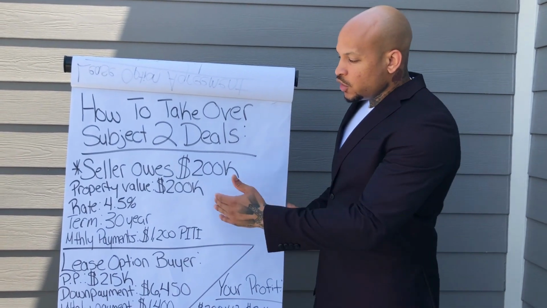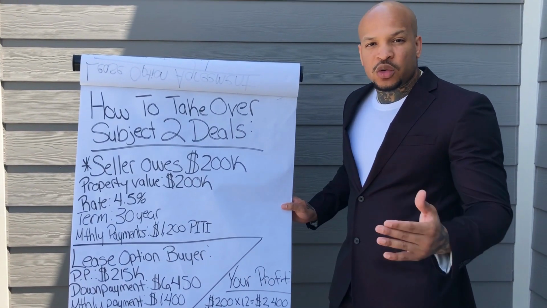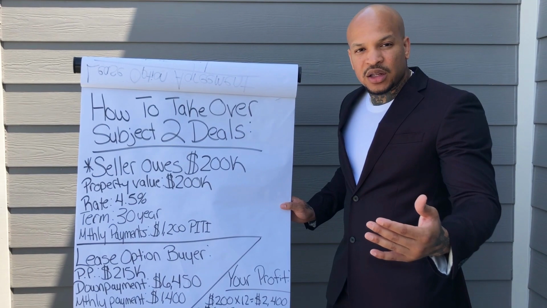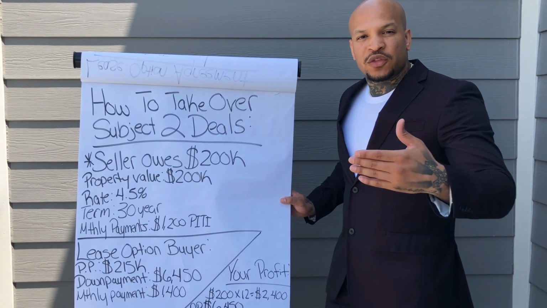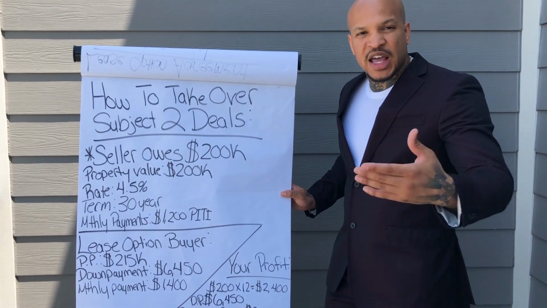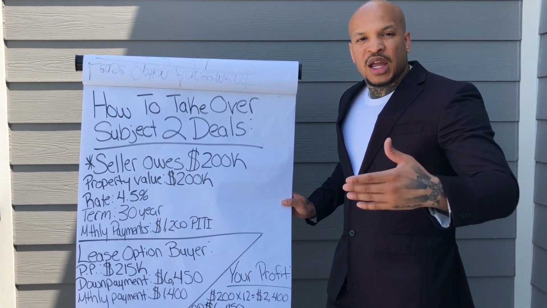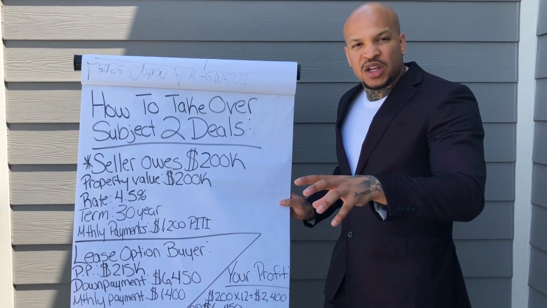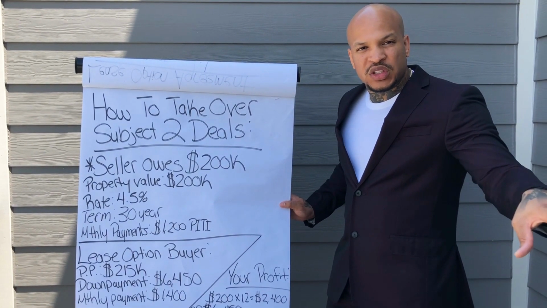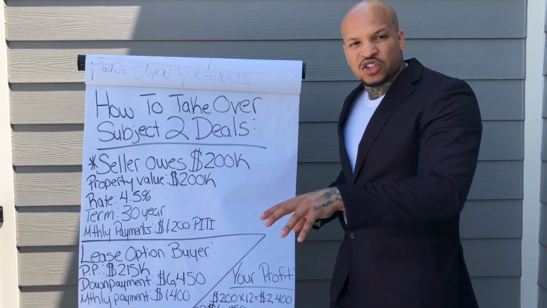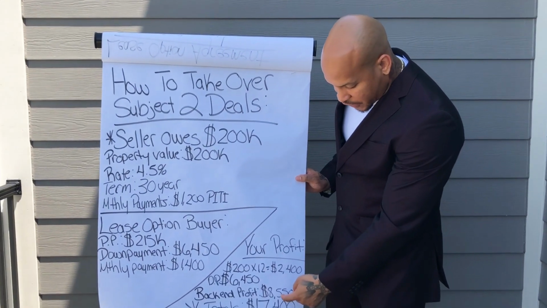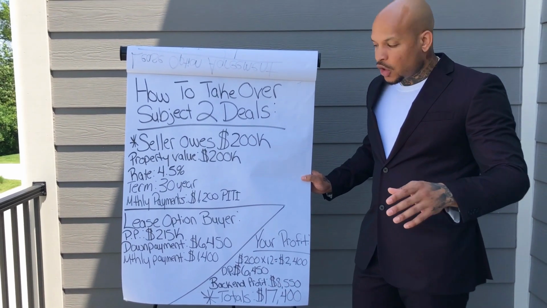So keep in mind, you can take over the property, turn around, and do a lease option with a tenant. The lease option tenant will give you down payment money. They will give you cash flow as you hold the property, and whatever the back-end profit is from what you owe to the seller or the bank, what's leftover is your profit. And that is $8,550. So I hope that helps.